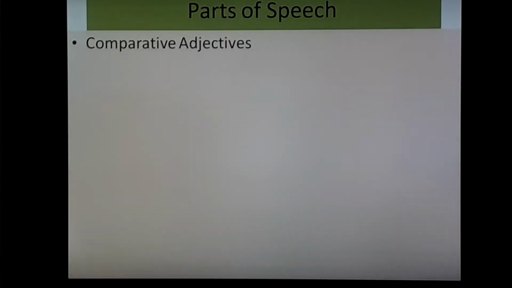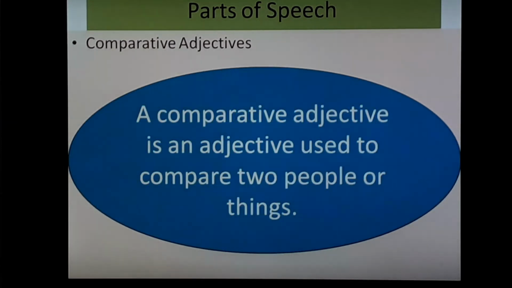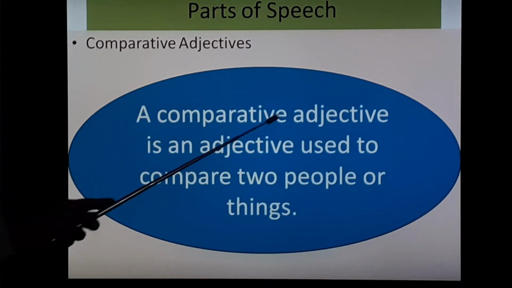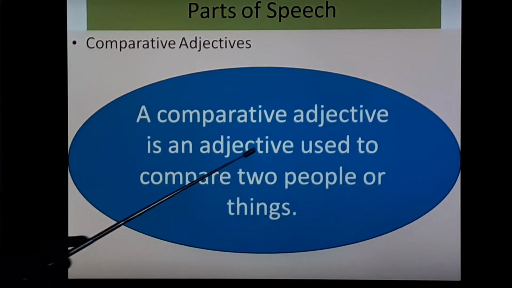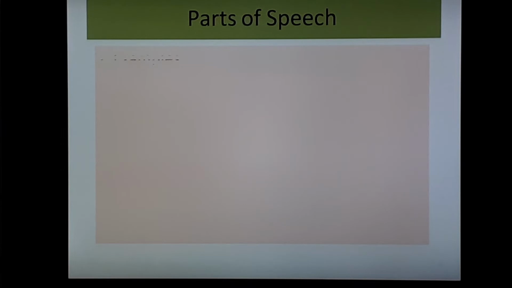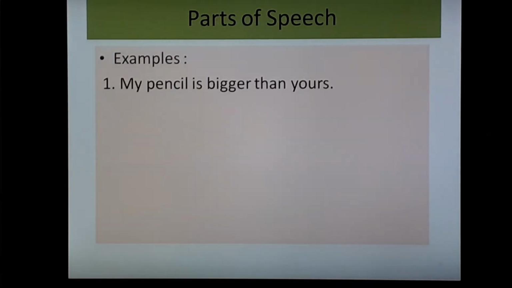Let's move to next kind. That is comparative adjectives. Let's see the definition. A comparative adjective is an adjective used to compare two people or things. Let's see examples.